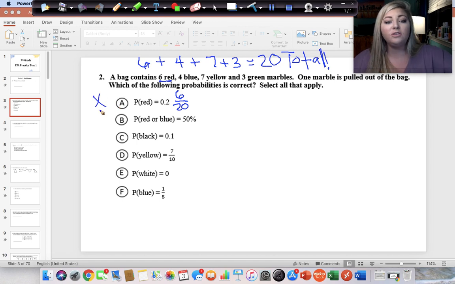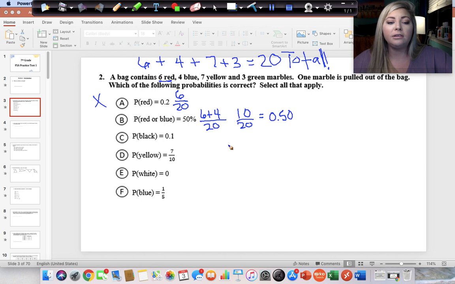Okay, the next one says red or blue. So red is 6 and blue is 4, and then we have that over, again, the total amount, which is 20. So 6 plus 4 does give us 10, and 10 divided by 20 does give us 0.5 or 50%. So this one is correct.